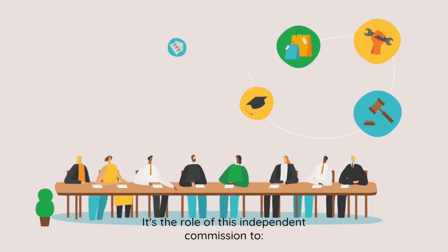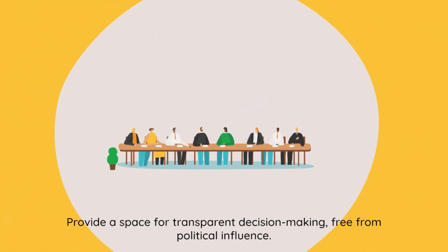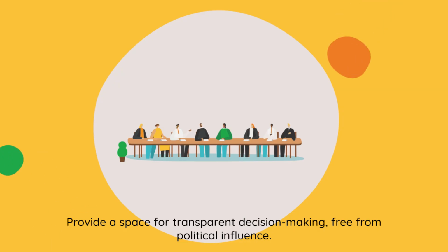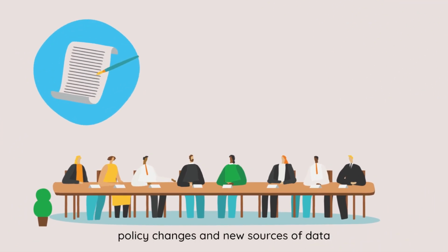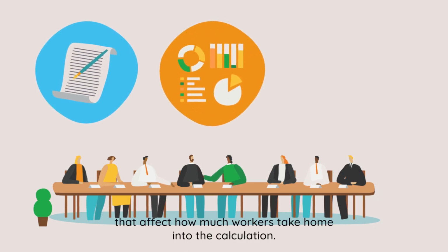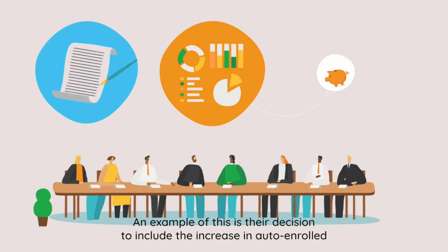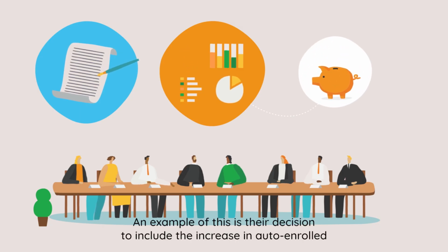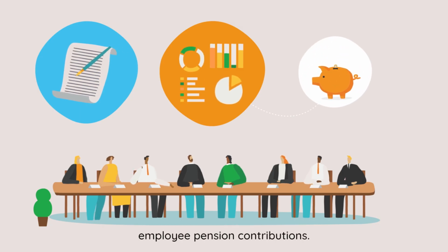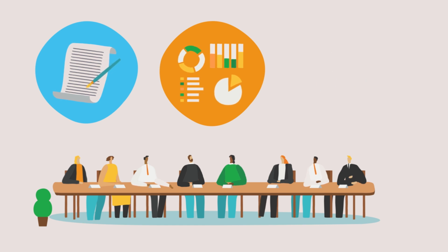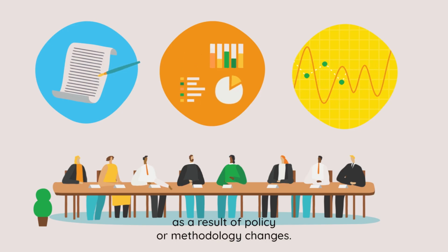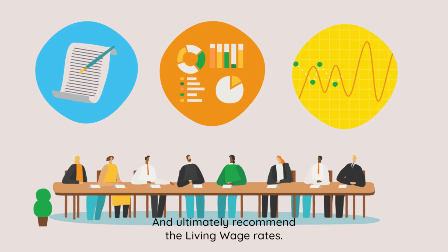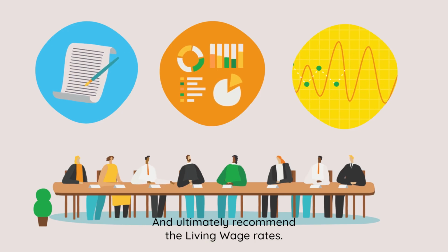It's the role of this Independent Commission to provide a space for transparent decision-making free from political influence, make decisions on how to incorporate policy changes and new sources of data that affect how much workers take home into the calculation. An example of this is their decision to include the increase in auto-enrolled employee pension contributions. They also advise on how to manage extreme year-to-year variations as a result of policy or methodology changes, and ultimately recommend the living wage rates.